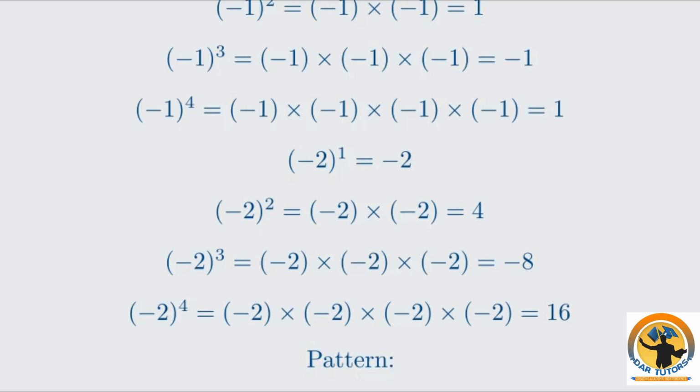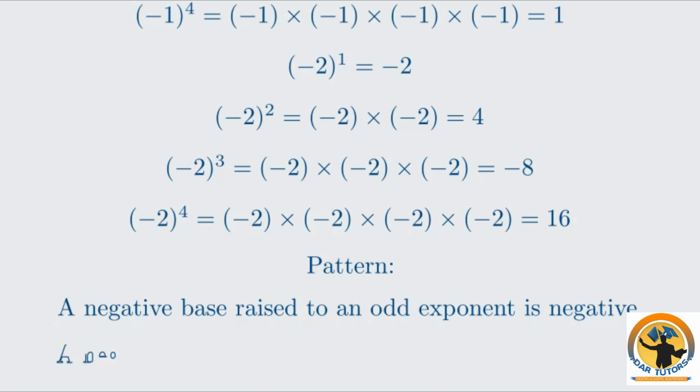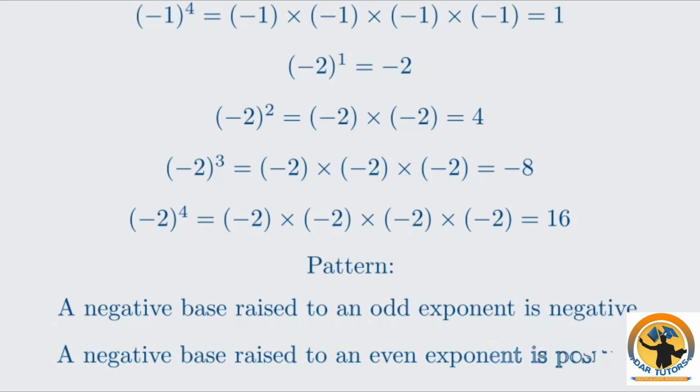The pattern is clear. A negative base raised to an odd exponent will always result in a negative number. A negative base raised to an even exponent will always result in a positive number. This is because an even number of negative signs will cancel out to a positive.